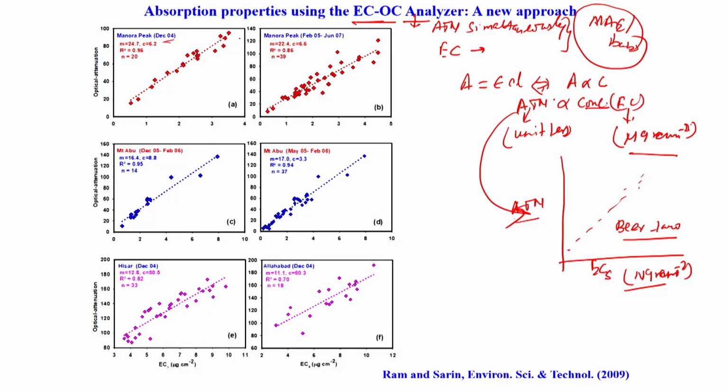So this attenuation you can see, this is the data from Manora Peak, and this is the data again from Manora Peak. This is from February to January, where you have more data points, and here the data points are, for example, only for the month of December, so you have fewer data points.